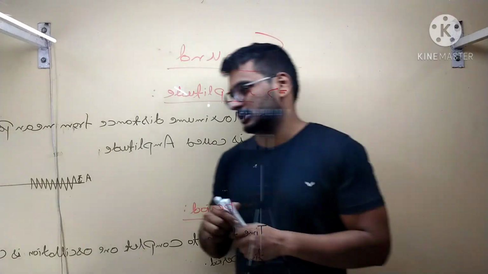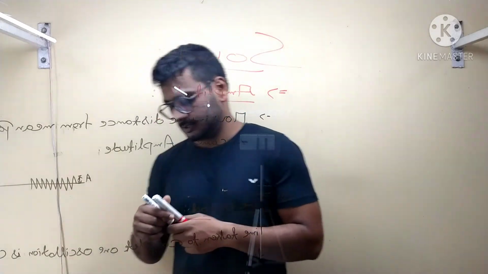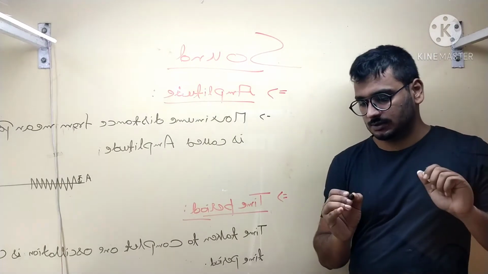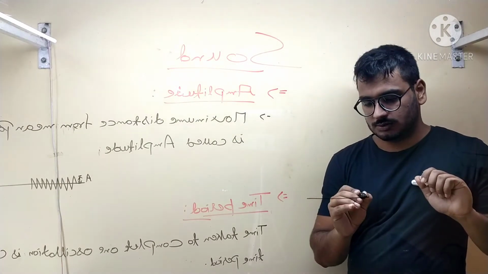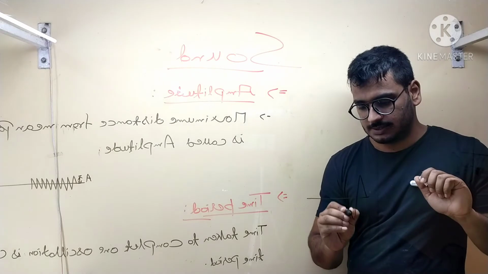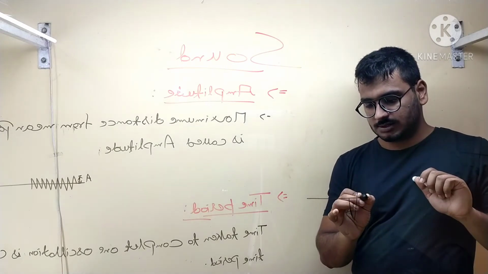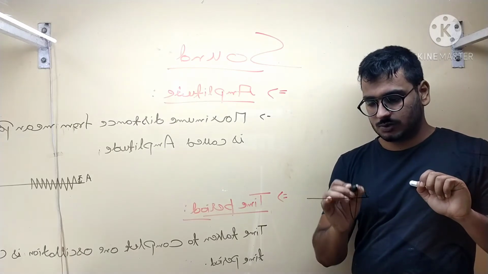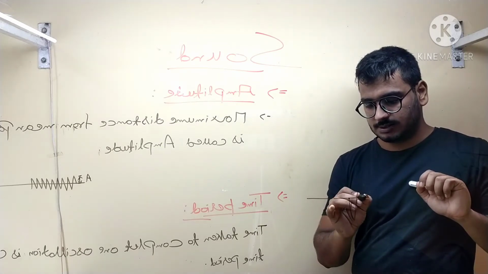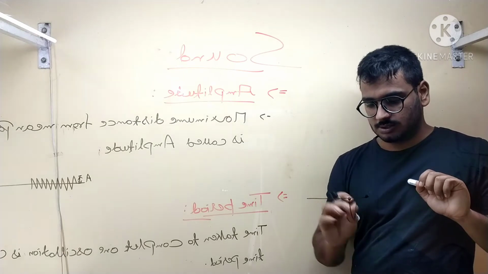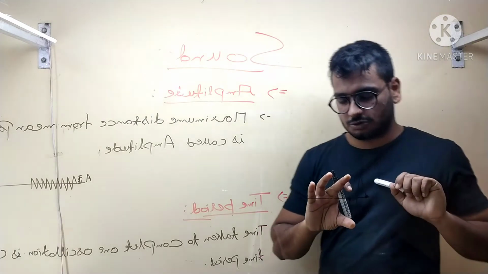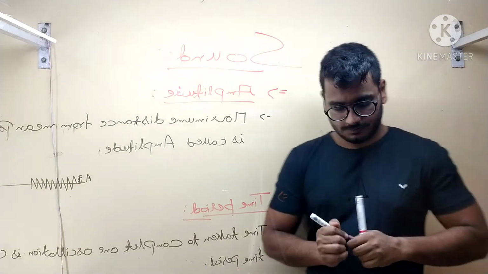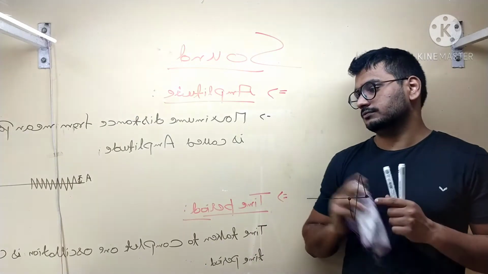So what is one oscillation? I'm explaining here. From here it goes and comes back here, this is one oscillation. The time taken in this one oscillation is called time period. Note this one.